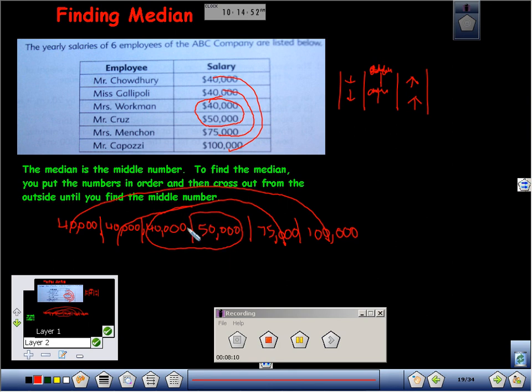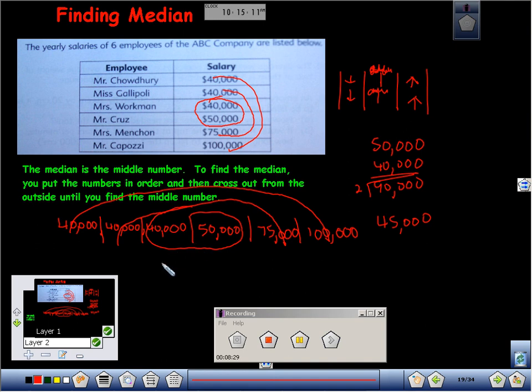Whenever that happens, when you have 2 numbers, the best thing to do is to add them up. You got 50,000 plus 40,000, and you get 90,000, and divide them by 2, which will give you 45,000. So the middle is 45,000. And it makes sense because the middle between 40,000 and 50,000 is 45,000.